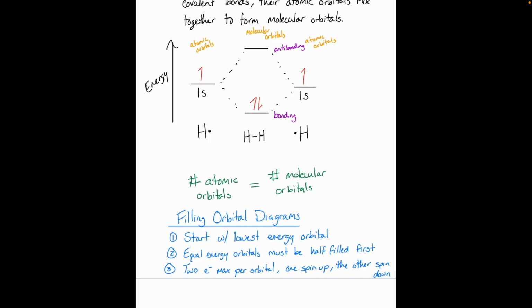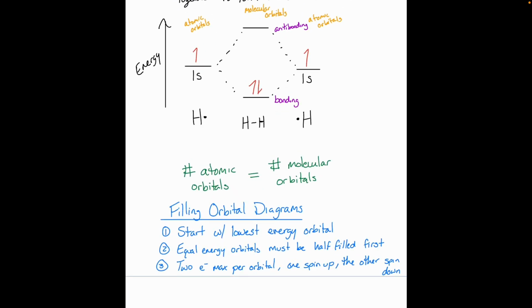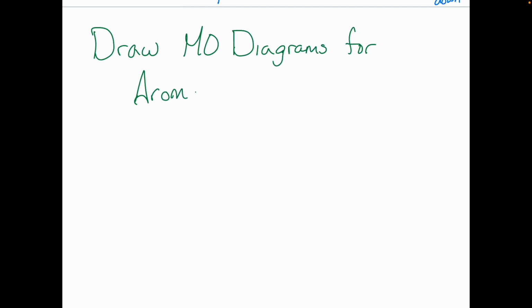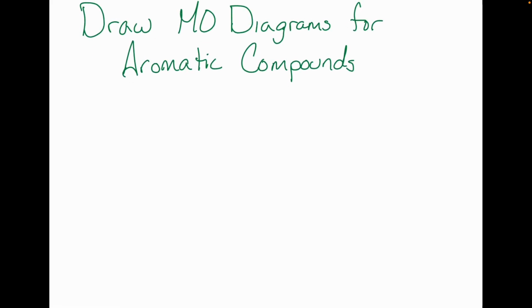Okay, cool. So we're going to use these molecular orbital diagrams to help us better understand the difference between aromatic and anti-aromatic. All right? So now we've got to draw MO diagrams for aromatic compounds. The first one we're going to do is just that go-to example for the chapter, a benzene ring.